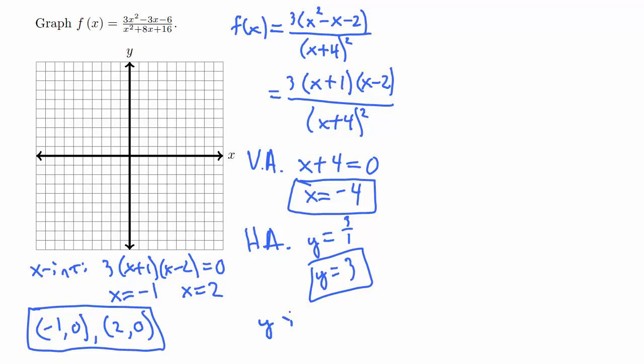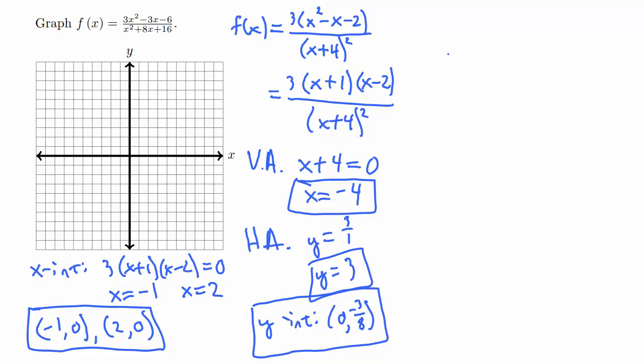And we also have a y-intercept because the vertical asymptote is x equals negative 4. Plug in 0 for x, that goes away, that goes away, that goes away, that goes away. The only thing you're left with is negative 6 divided by 16. And simplified is negative 3/8.